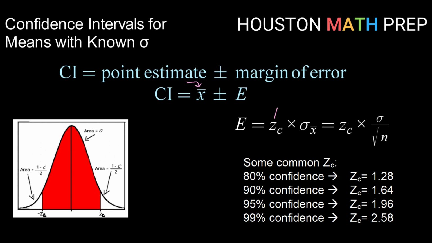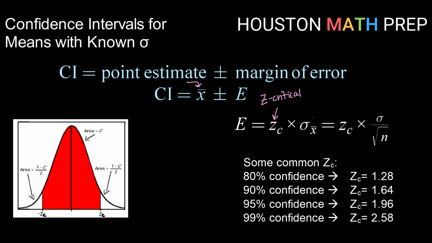The way that we're going to calculate our E, or our margin of error, is by taking z critical, and z critical is going to be the z-score that corresponds with a particular level of confidence. We'll come back to that in just a second. And multiplying that by the standard error for our distribution of sample means.